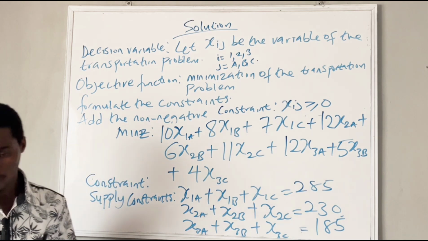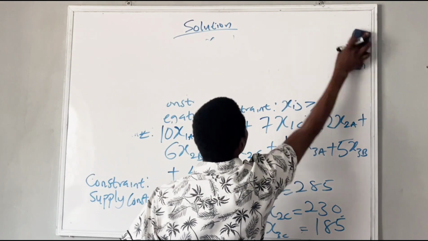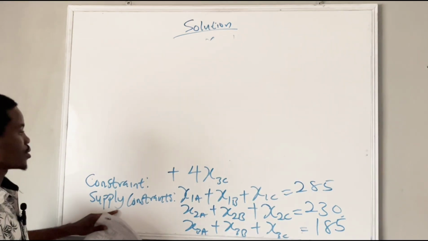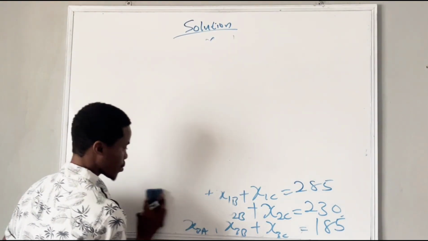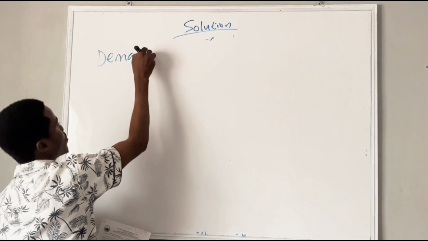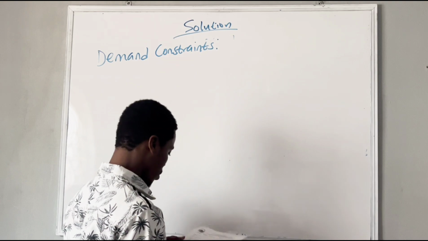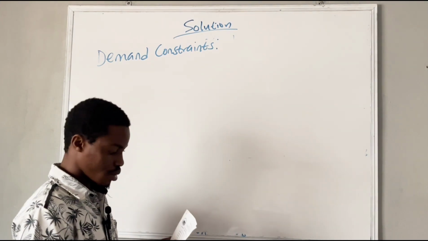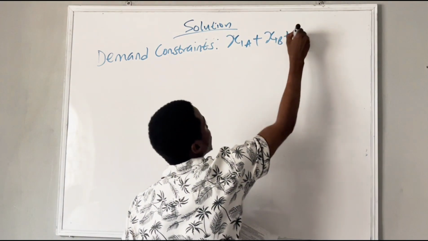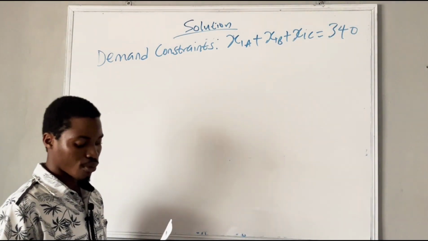So I have to rub this board. So this is the supply constraints. Now the demand constraints. On our demand, we have Ibadan. The demand of Ibadan is 340. We have x1a plus x1b plus x1c is equal to 340. On Abeokuta, we have 240 demand.